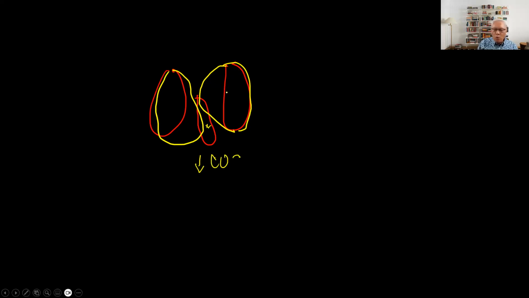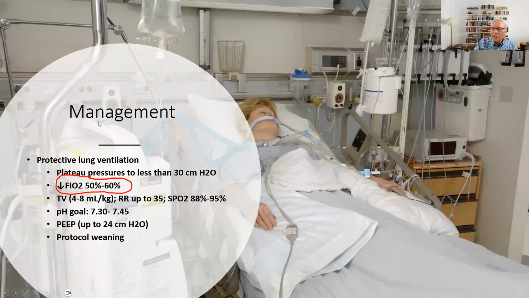So one of the consequences then of PEEP is that it might cause, or it will cause, hypotension, and therefore will worsen the hypotension that's already present. So that's the lung ventilation management of patients with ARDS, with PEEP.